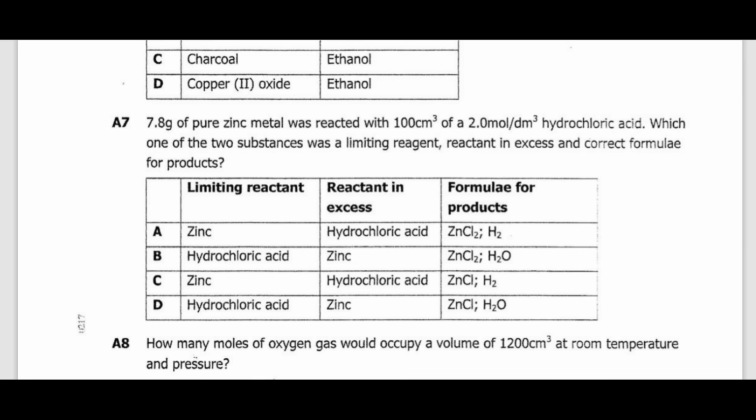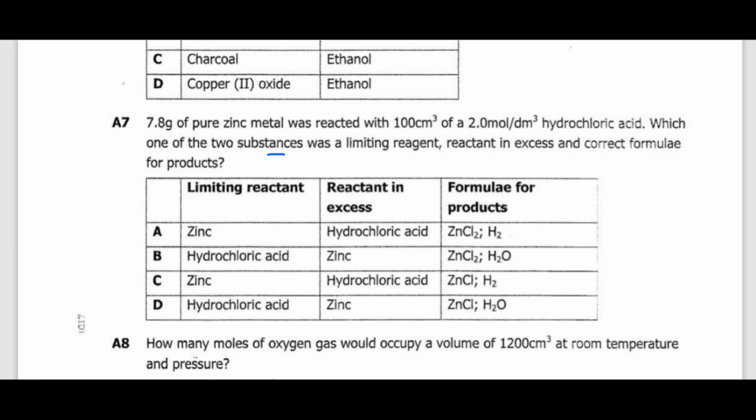Then we move on to question 7. 8.7 grams of pure zinc metal was reacted with 100 cubic centimeters of 2.0 mol per cubic decimeter hydrochloric acid. Which one of the two substances was a limiting reagent? Reactant in excess and correct formula for our product. So we can't tell if we don't have the equation. So the first step here, we are going to make the equation.